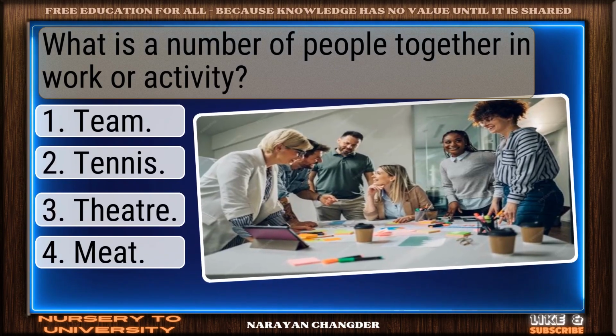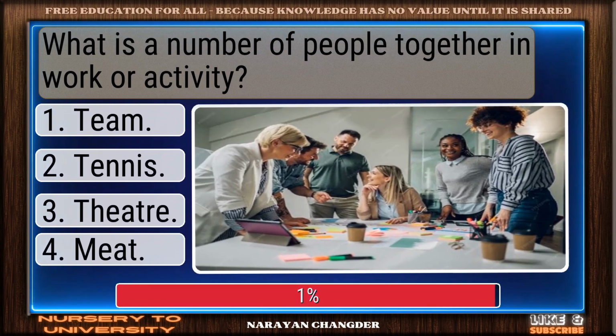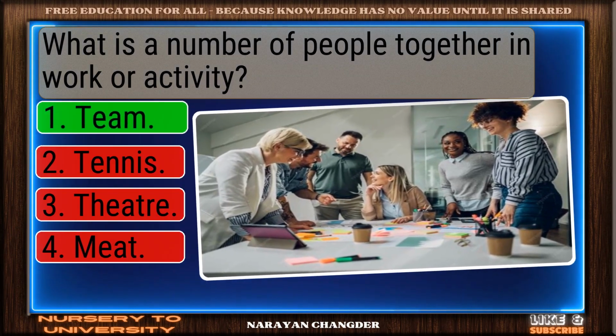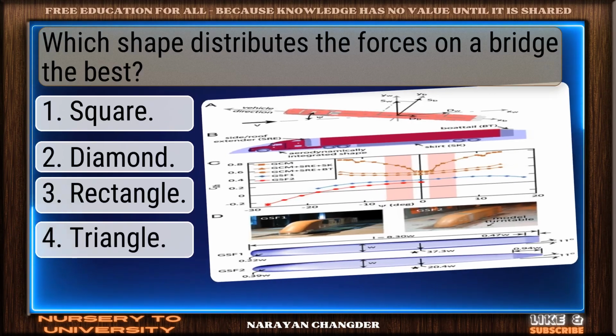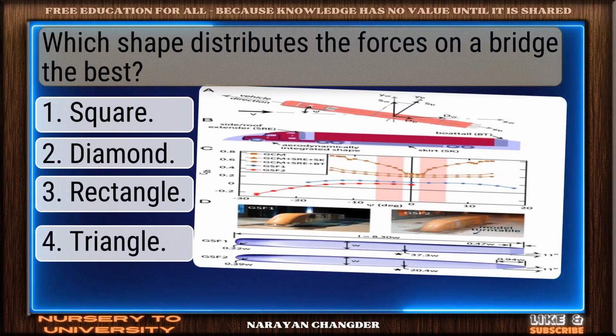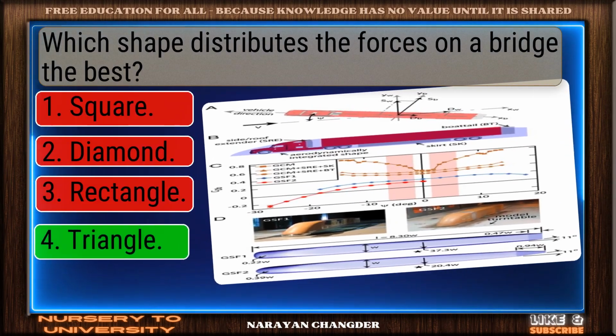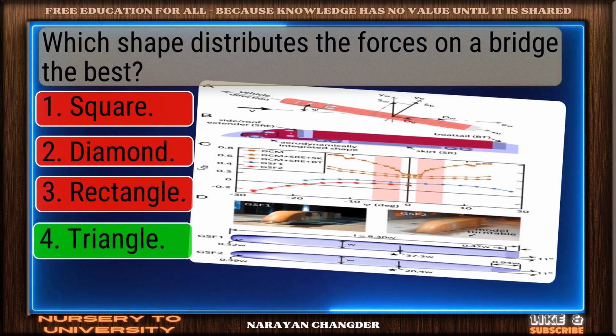What is a number of people together in work or activity? Correct. Team is the right answer. Which shape distributes the forces on a bridge the best? Bravo. Triangle is the answer.